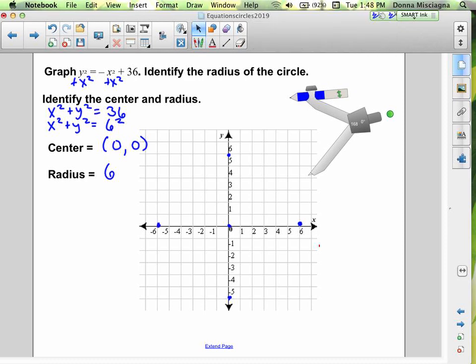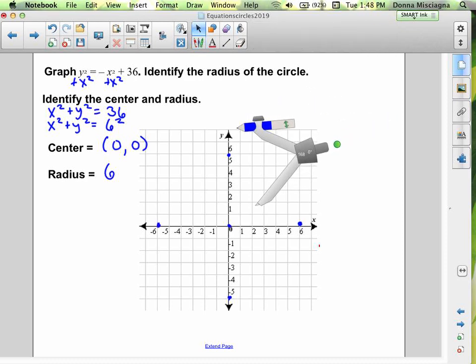All right, and then you just take the compass and open it so that it's the right length. This is not, oops.